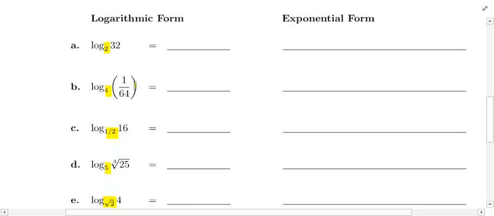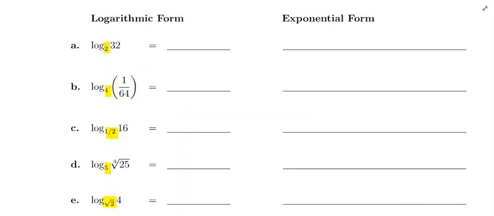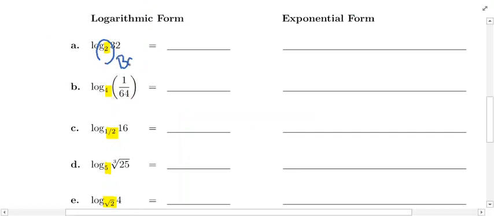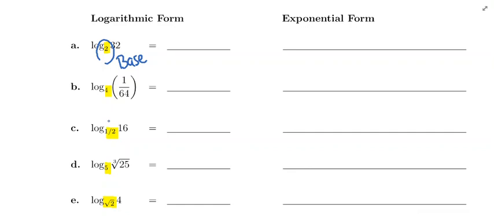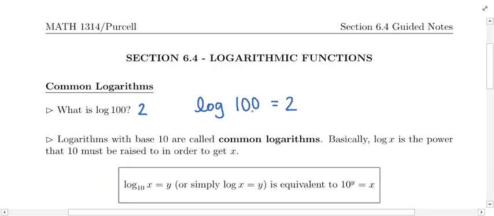When you see these little tiny numbers, this is called the base of your logarithm. So this is a base 2 logarithm. Part B has a base 4 logarithm. In part C, there's a base 1/2 logarithm, and so on. That's why there are so many different types of logarithms, because any positive number can be your base, except for 1.